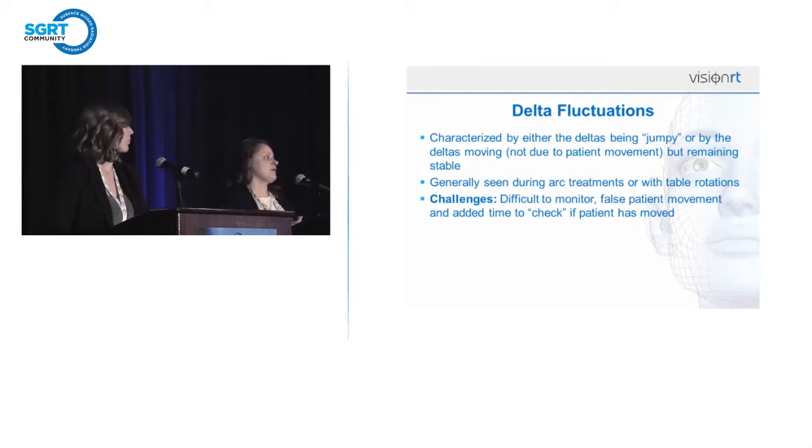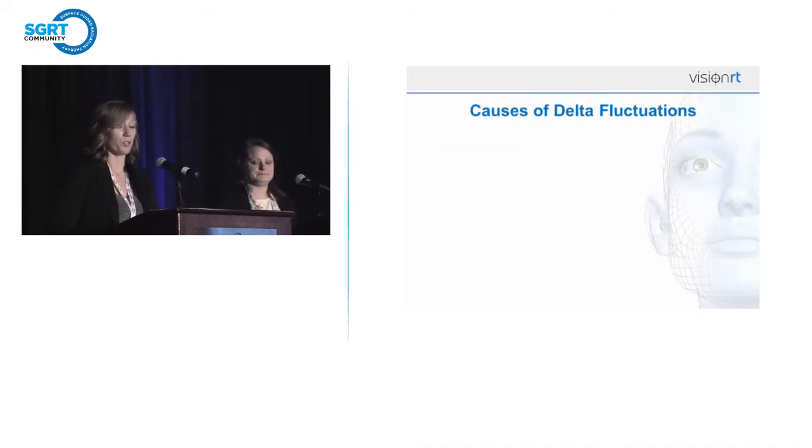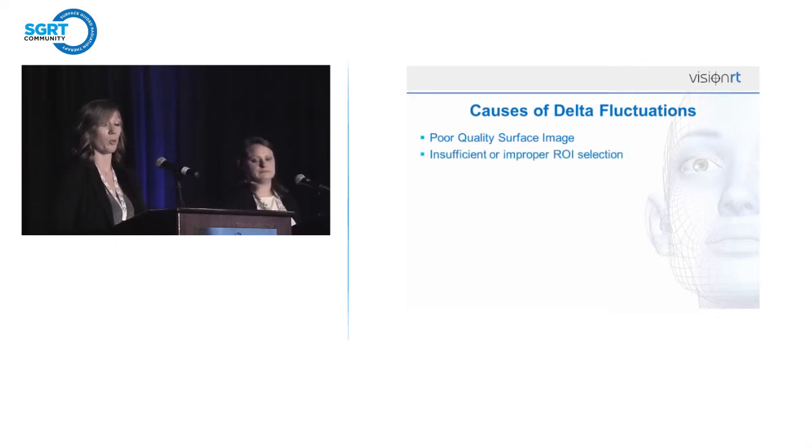Also, something to think about with those SRS ROIs is that we want to avoid including the mask in the ROI. A lot of times what we see is that those changes in the delta fluctuation can be from just a small ROI or not enough good topography on the ROI. So poor quality surface image could cause our delta fluctuations, along with insufficient or improper ROI selection, as Rachel just mentioned, camera blockage, couch walkout.